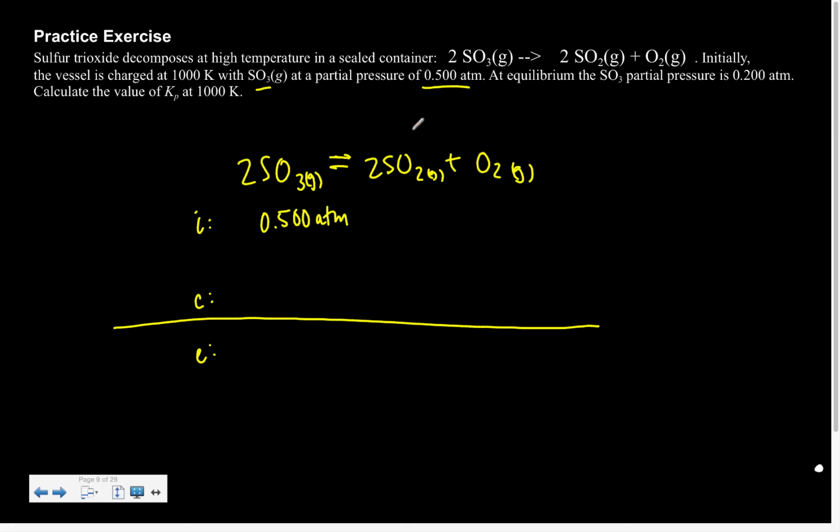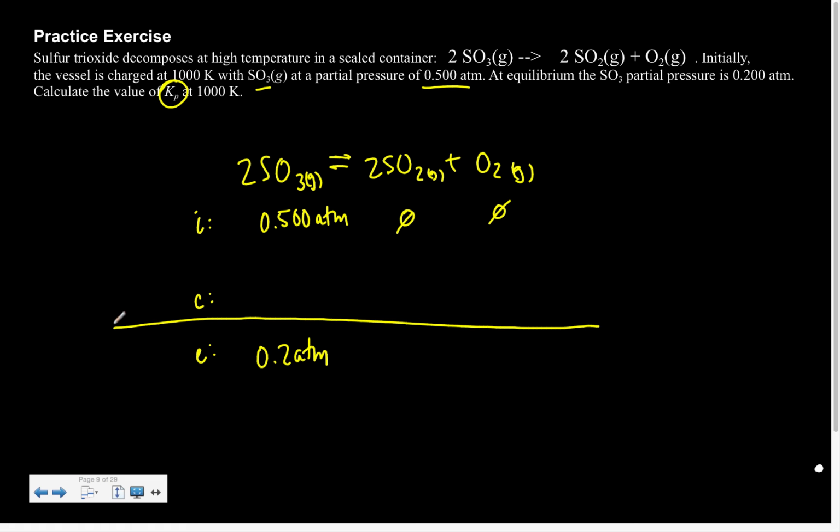Now, if initially I'm charged with just this, that means I have that much of SO3 and none of these. Now, it says that at equilibrium, the SO3 partial pressure is 0.2. Note that that's not a change. That's my equilibrium partial pressure of SO3: 0.2 atmospheres. And I want to know my Kp.